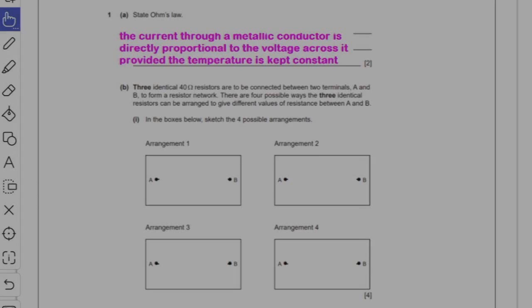So part B then goes on to say, well, the 3 identical 40 ohm resistors are connected between 2 terminals A and B to form a resistor network. There are 4 possible ways the 3 identical resistors can be arranged to give the different values of resistance between A and B. In the boxes below, sketch the 4 possible arrangements. So obviously we could have the 3 of them in series, and we could have the 3 of them in parallel.